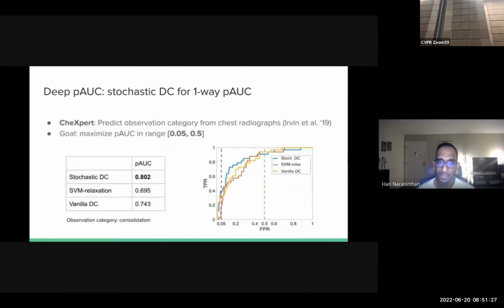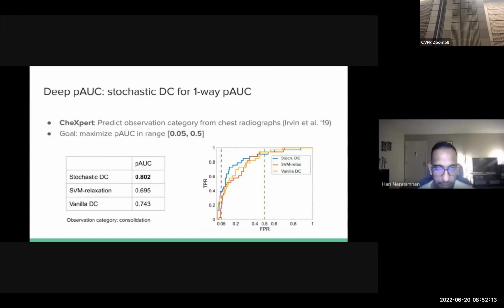So here are some experiments on a chest radiography data set where the authors show that their stochastic difference of convex algorithm is able to do a better job of optimizing partial AUC compared to two of the earlier works. One is the SVM style optimization, and the other is the plain vanilla difference of convex algorithm. So the goal here is to optimize the one-way partial AUC metric, where there's a restriction of a lower limit of 0.05 on the false positive rates and an upper limit of 0.5 on the false positive.